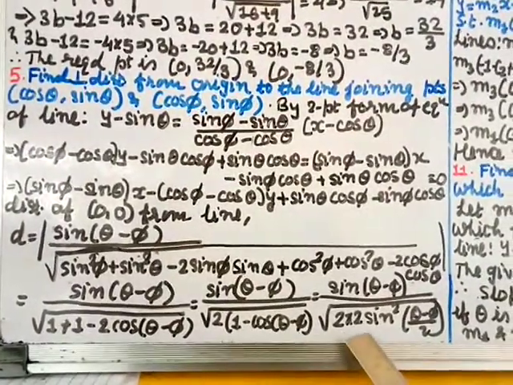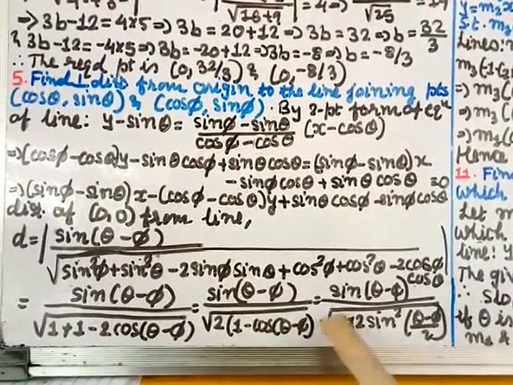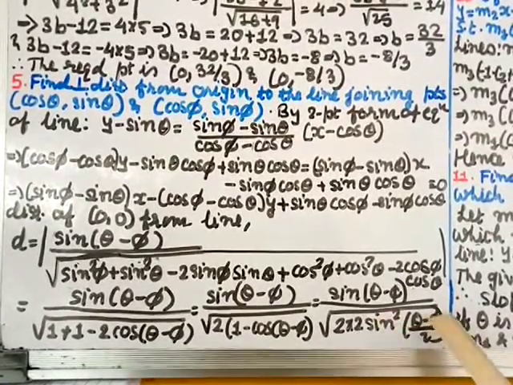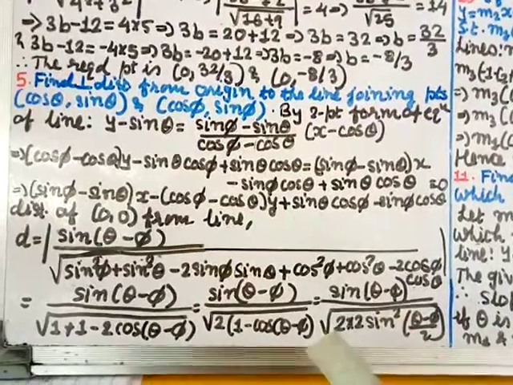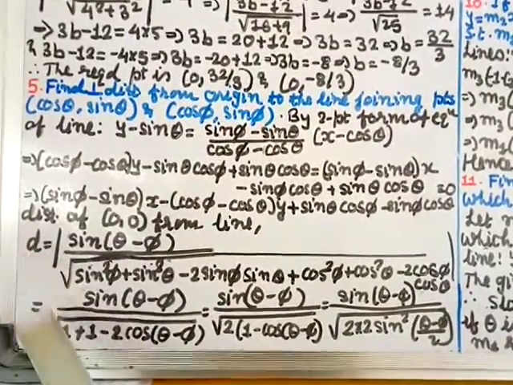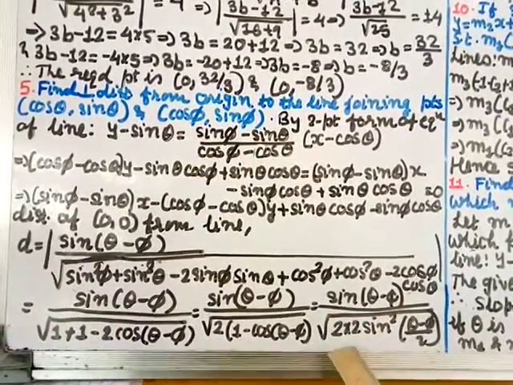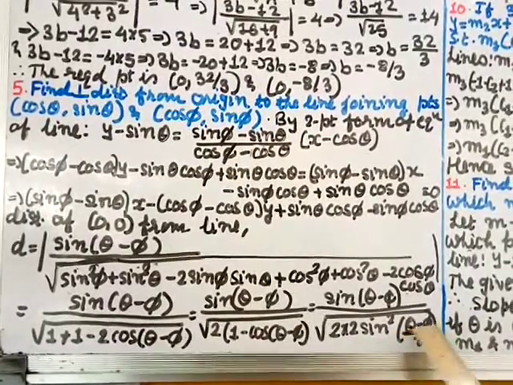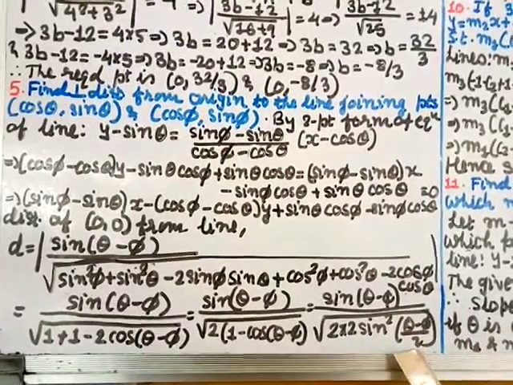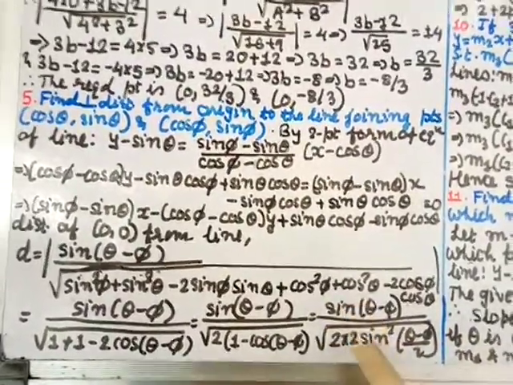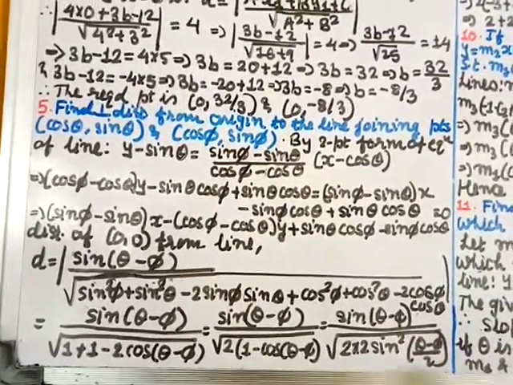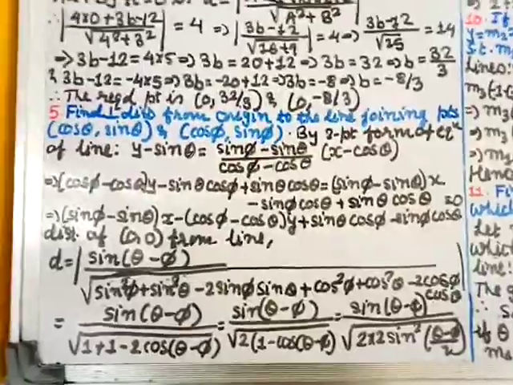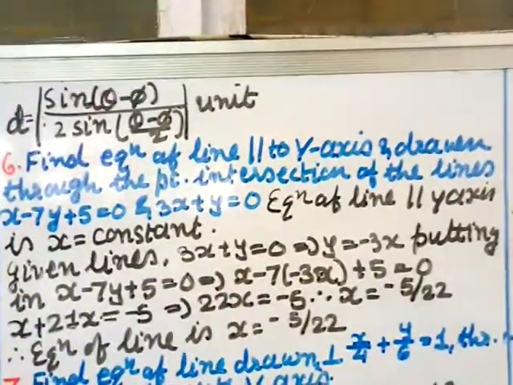Now 2 into 2 is 4, so you can take 4 out of the square root, you get 2. And sin square (theta minus phi) by 2, if you take it out of the square root, this square will cancel. So what you get, the value of d is the numerator divided by 2 sin (theta minus phi) by 2. You can put this value in the modulus. So that is the distance of the origin from the line joining the given points. This is the final answer I have written here.